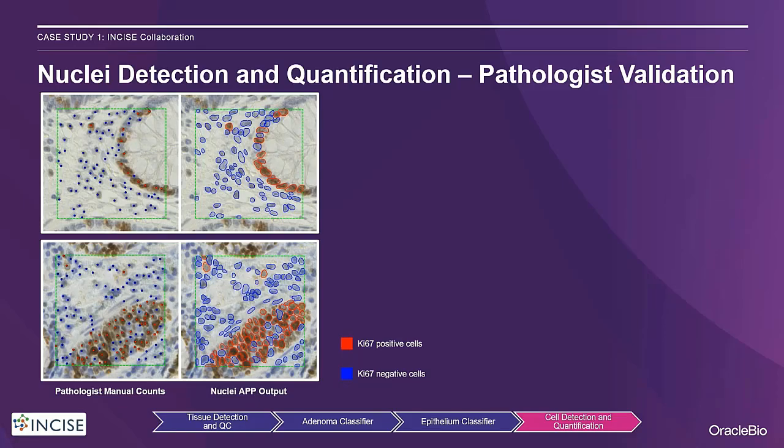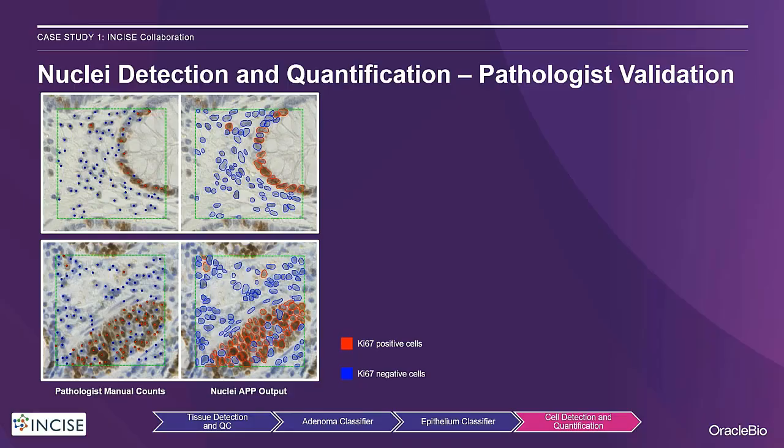And same as with the adenoma classifier, we validated the performance of the cell detection and quantification app using one of our internal pathologists. So for this, we selected 3 small fields of view on 5 random images from our validation dataset. Then we asked one of the pathologists to place a blue dot on every nuclei they consider to be negative and a red dot on every cell they regarded as positive for Ki-67. And then we counted them. Again, as before, the pathologists did not have eyes on the actual cell segmentation app, so they were blinded to the performance of our cell detection algorithm.